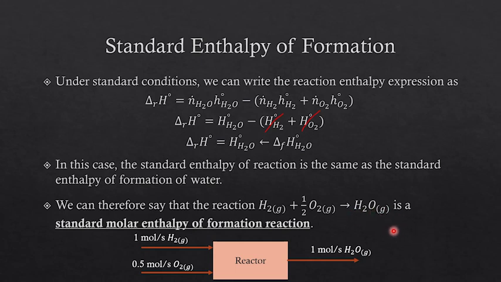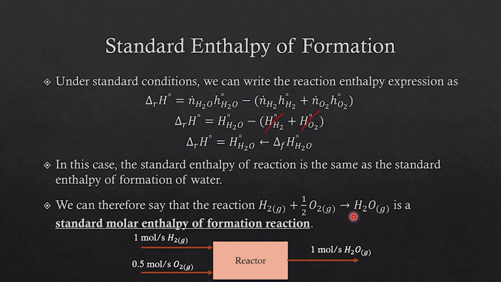Another subset of that condition is that your product must be a compound. Of course, when you are combining two or more elements and you're only allowed to have one product, that product must be a compound. Okay? And the last criteria, or the third criteria, is your product must have a coefficient equal to 1.